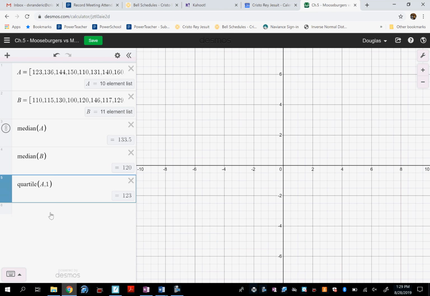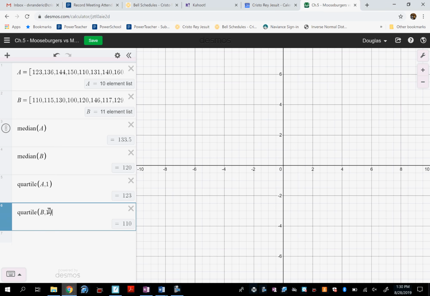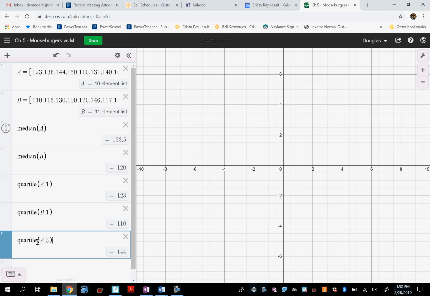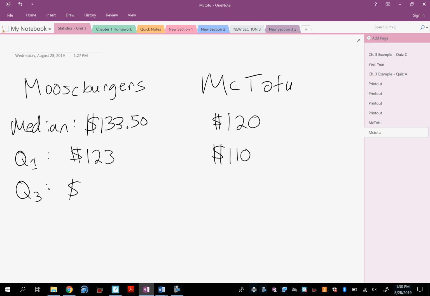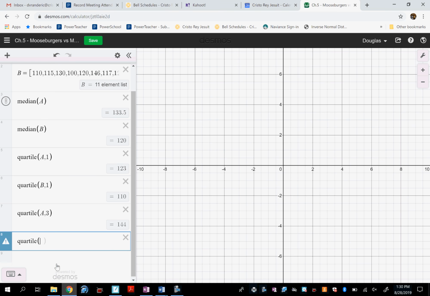What about for McTofu? 110. And quartile 3 for both. That's 144 for Moose Burgers. And let's do it for tofu. $132.